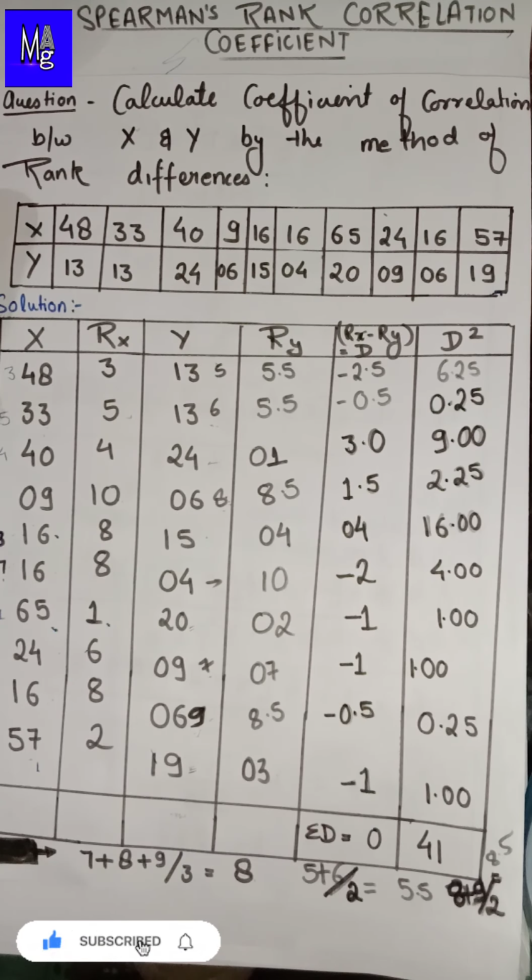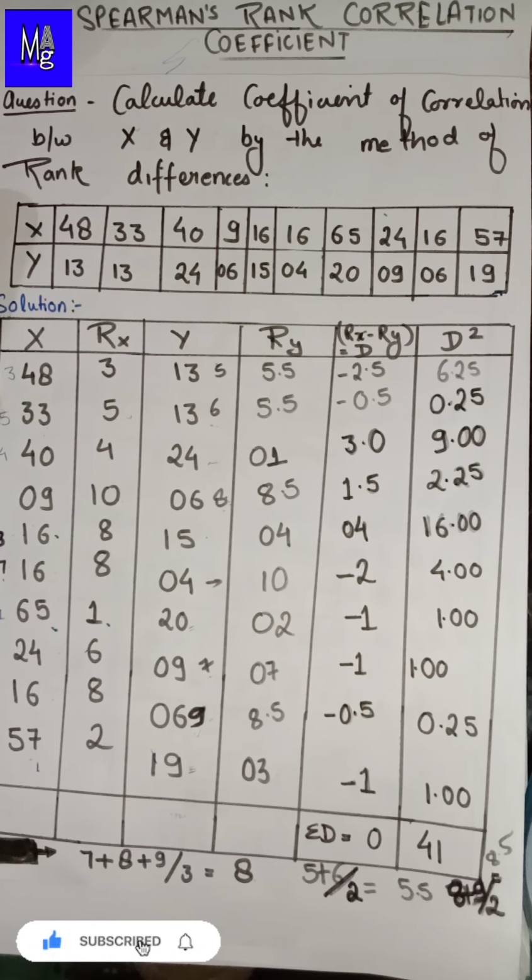The next value, whichever is left, will be given the next rank. That means we have already assigned up to the 9th rank, so it is given the rank 10. This is how you should be doing it.